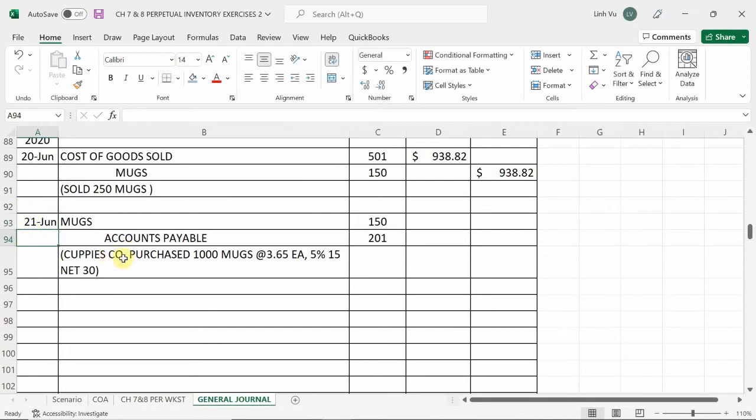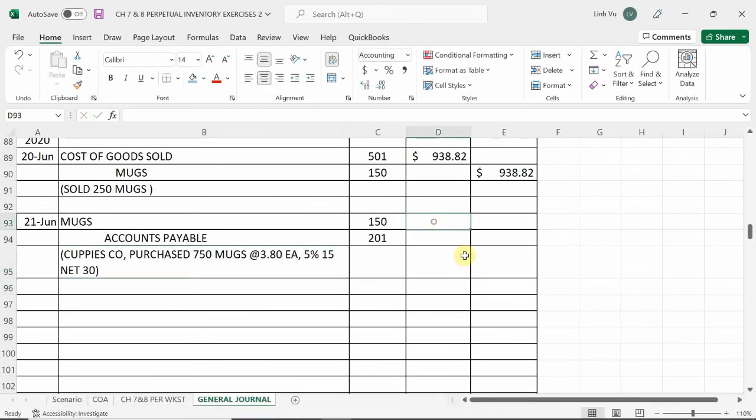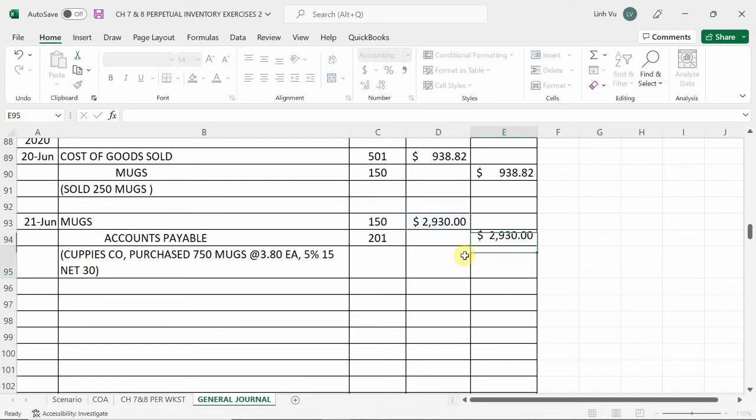Okay, so you purchased 750 mugs at $3.80 with a freight of 80. So in this case, 750 times 3.80 plus 80 gives you, what did you say it was? 2,930. Good. Right, good. So let's go ahead and pop this into my inventory.